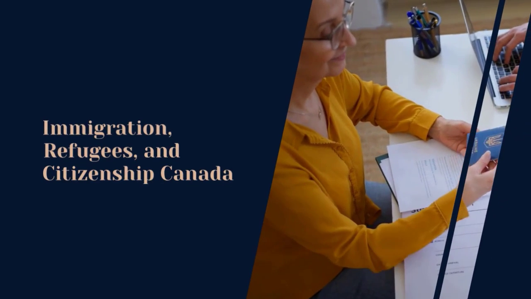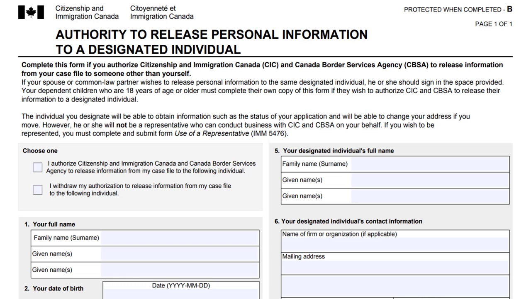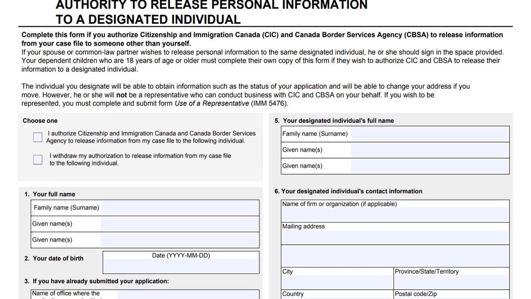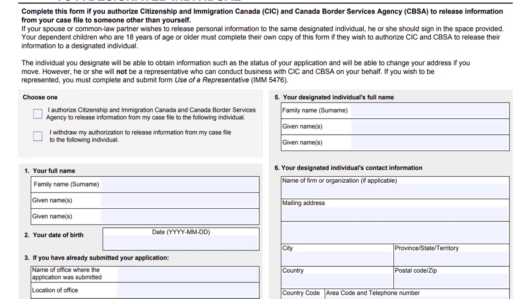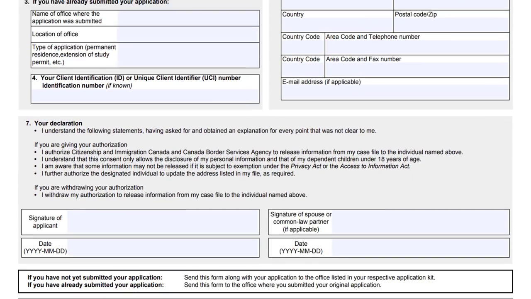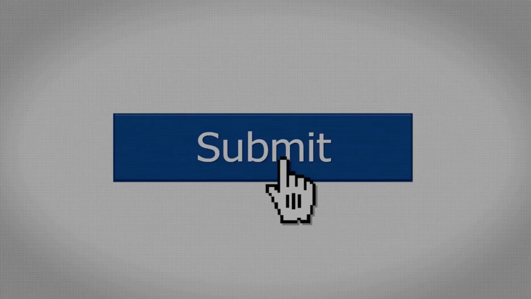If you wish to authorize Immigration, Refugees and Citizenship Canada, IRCC, to release your personal information to a designated individual of your choice, you can use Form IMM 5475. This allows the chosen person to access information regarding your case file, including the status of your application. Ensure that the form is completed and submitted along with your visa application for processing.